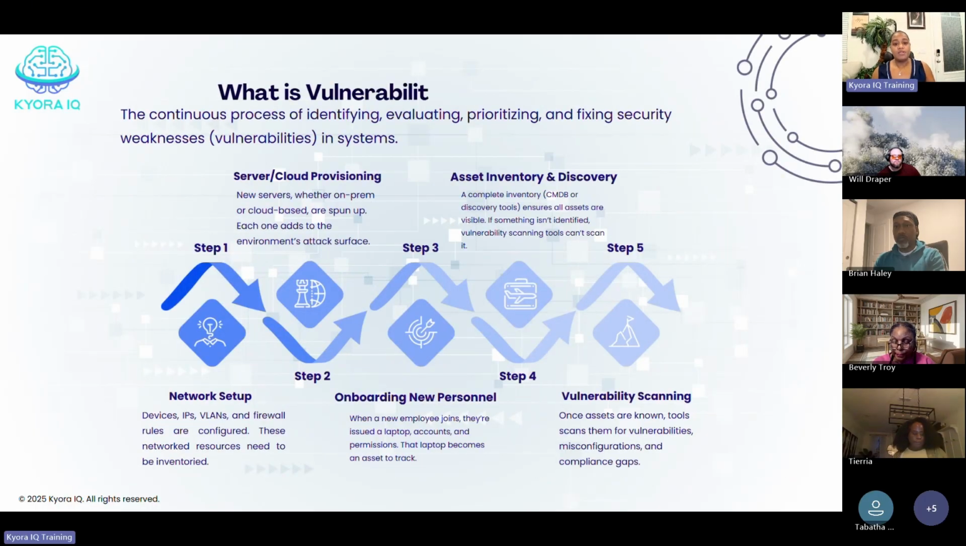Okay. So what is vulnerability management, right? If you have a vulnerability, you have to have a way to manage it. Vulnerability management is a continuous process of identifying, evaluating, prioritizing, and fixing security weaknesses or vulnerabilities in systems.